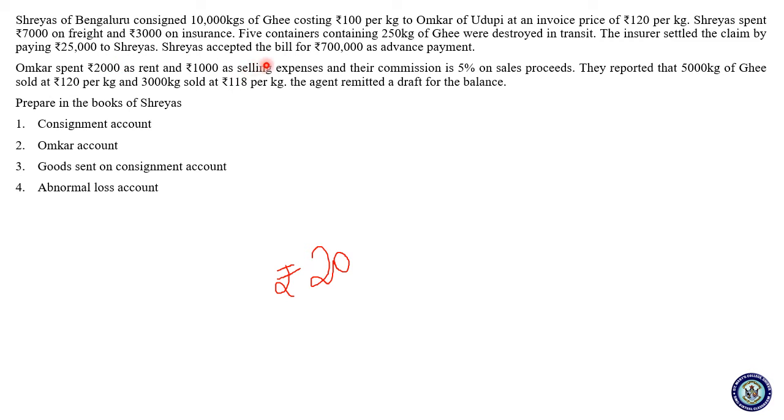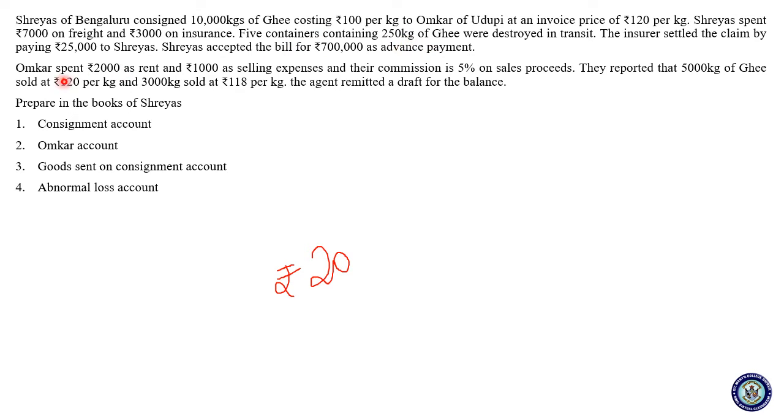Okay. Shreyas accepted the bill for 7 lakh as an advance payment. Here the advance payment is not received in cash but in the form of a bill. So bill means bills receivable, which we have to record in the consignee's account. On the credit side you have to write by bills receivable. If Shreyas received the advance payment in cash, at that time you have to write by bank. If the bill is drawn for the advance payment, you have to write bills receivable.